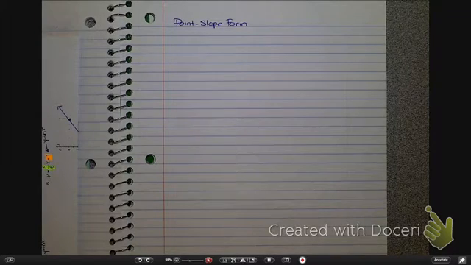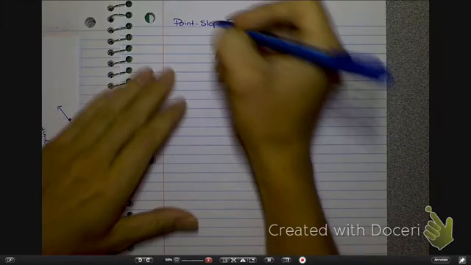Okay, yesterday we learned about slope-intercept form. Today we're going to be learning about point-slope form. This is a different format of an equation. We can use this form when lines are written in this form to graph pretty easily. Okay, here's what the form looks like.